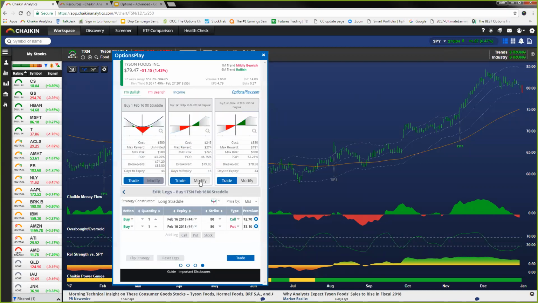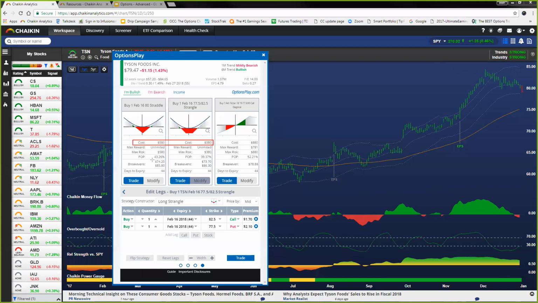We could do a strangle right next to it. So we're just going to set these farther apart. Oops, wrong way. There we go. Oops, 82.5. All right. So the difference between these two, one is price. The straddle costs more than the strangle because the strangle is farther apart.